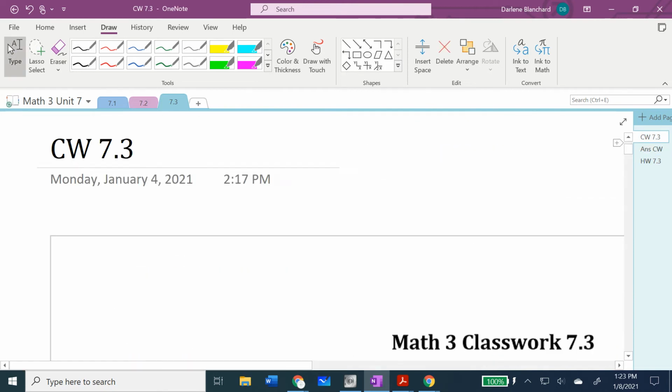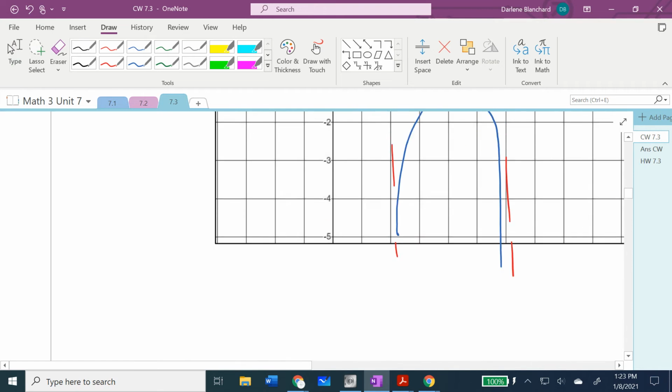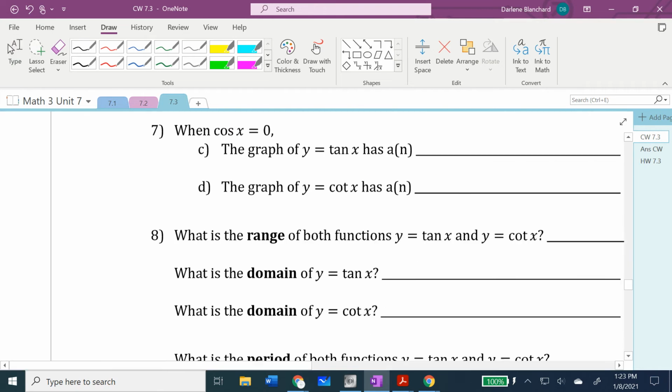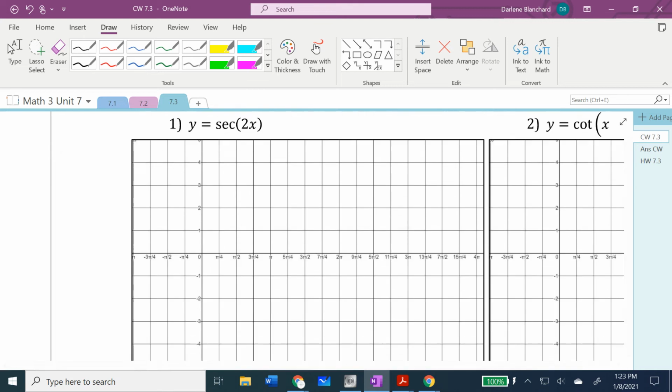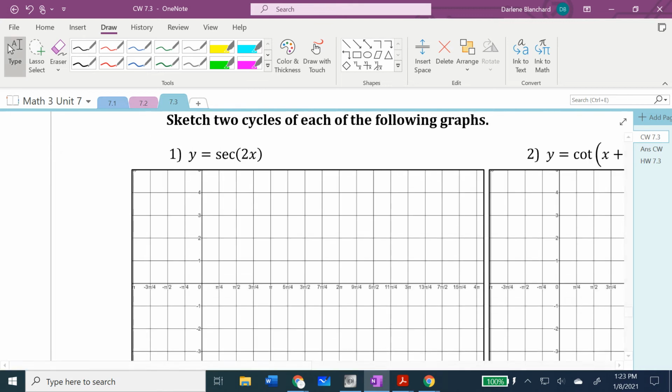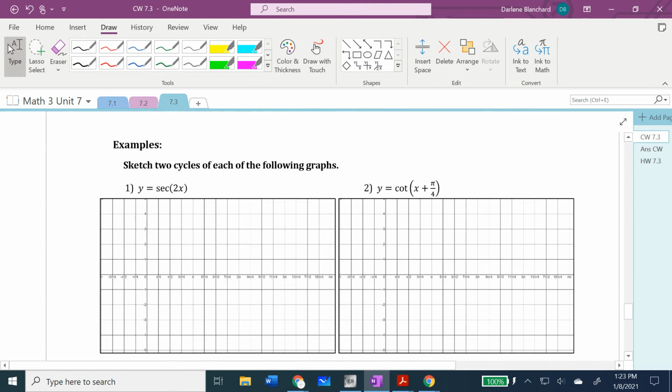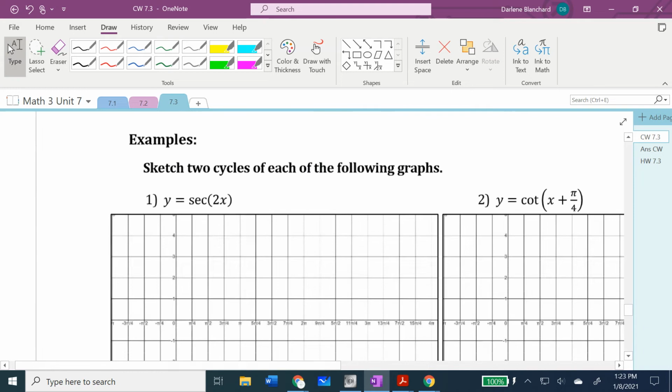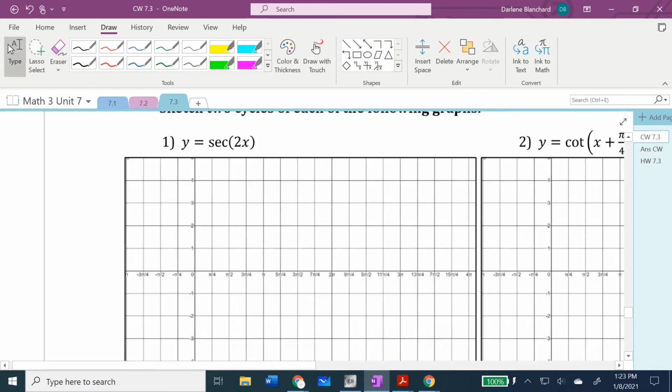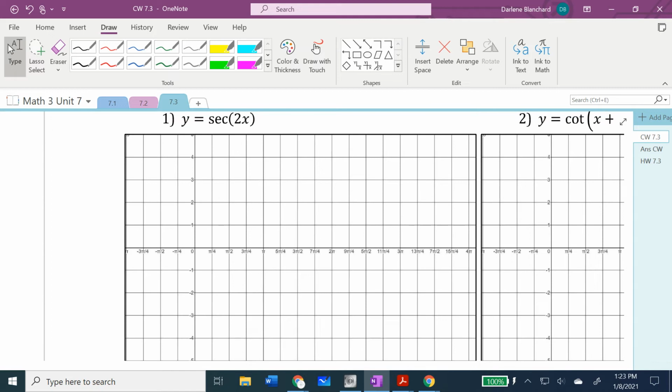Example problem number 1. This is asking you to sketch 2 cycles of each of the following graphs. Now what I'm going to do is first draw the parent graph of secant x, and I'm going to draw it in blue.